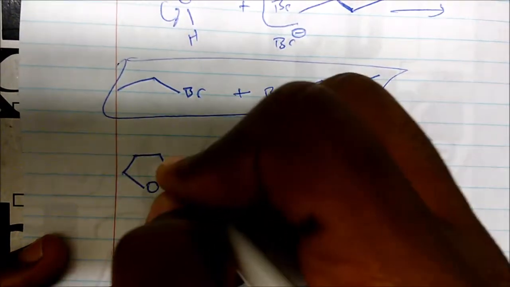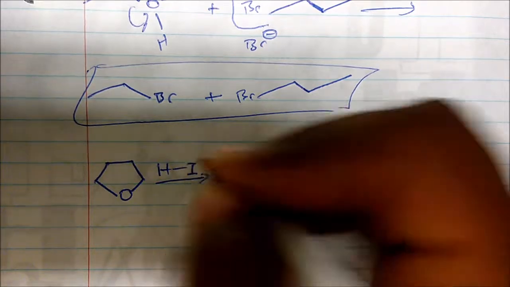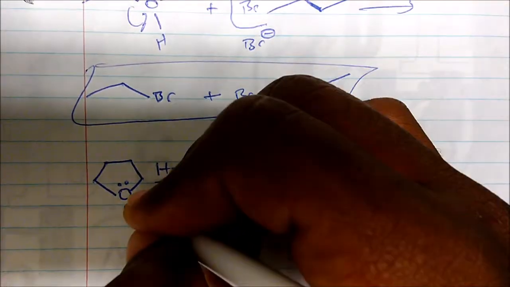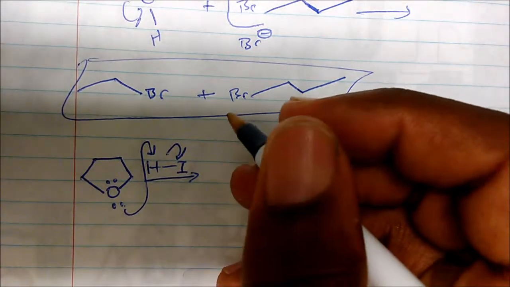So maybe we have this 5-membered ring here, right? And we react this in HI. Now, typically you'll see HCl and HBr, hydrobromic acid. Iodine is pretty expensive, so that's just a side note. But to keep the video going, right? Again, my oxygen is going to serve as my nucleophile. So these electrons come, take that hydrogen, and kick off the iodide, and here's what happens.